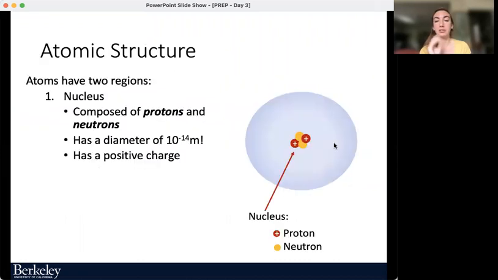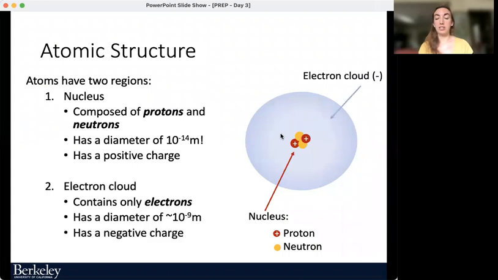Okay, so when we put these little building blocks together to build up an atom, the atoms will have 2 regions. The first thing is the nucleus. That is composed of protons and neutrons. So these were the +1 charge and the neutral species that we were talking about before. The nucleus is tiny. It has a diameter of about 10 to the minus 14 meters. And because it's composed of positively charged stuff and 0 charged stuff, it's going to have a net positive charge.